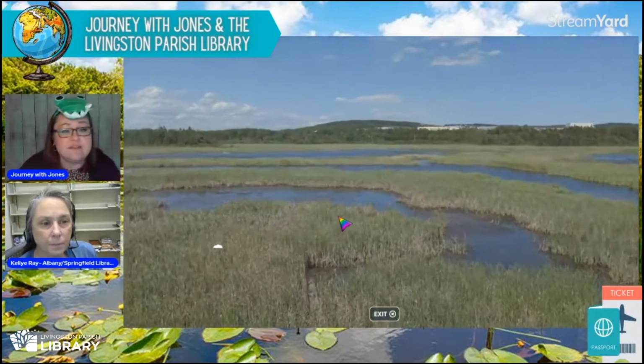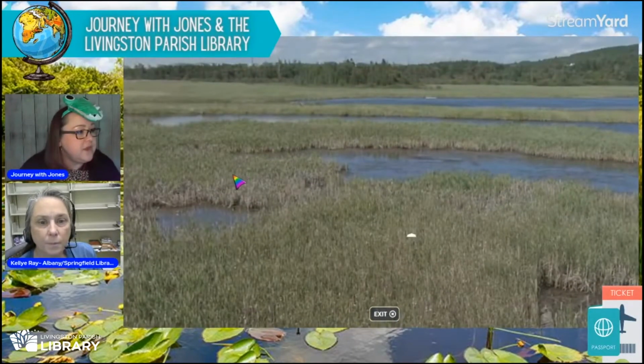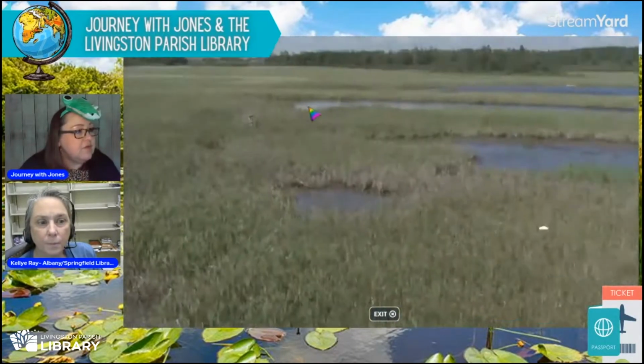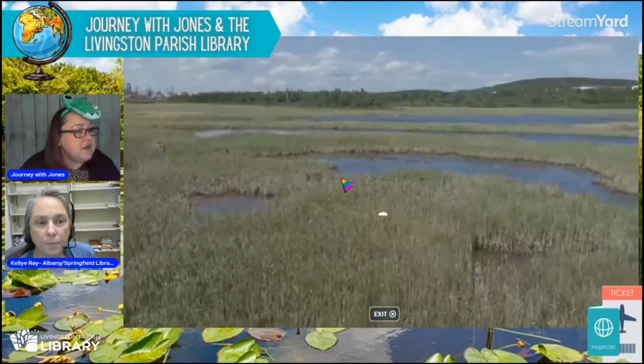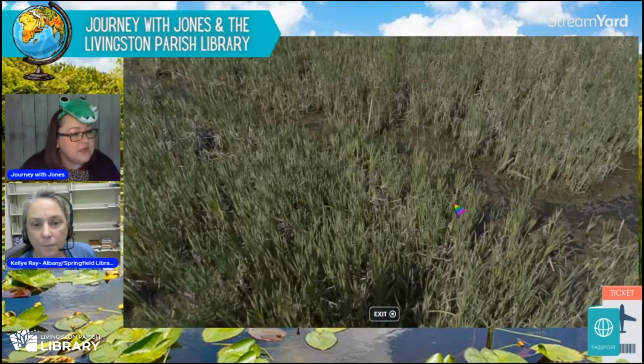So this is 360cities.net, and this is a panorama of a marsh. You can zoom in and out. You can look up, you can look down. Let's see, there's the sky. You can look down. So while we're looking here at this marsh, just a few more facts.